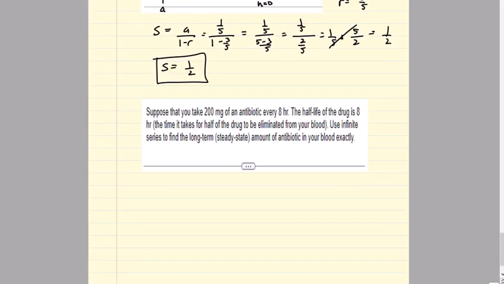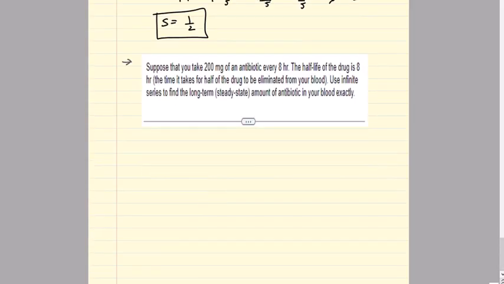Well, this one's pretty interesting, and it's similar to a problem we did in one of the earlier sections, but not quite the same. So for this one, it says suppose that you take 200 milligrams of an antibiotic every 8 hours. The half-life of the drug is 8 hours. So in 8 hours, half is left. So if you take 200 milligrams, in 8 hours you have 100 milligrams left in your system. And again, that's before you take another dose. It says to use infinite series to find the long-term steady state amount of antibiotic in your blood exactly. So that means we don't want a decimal here.